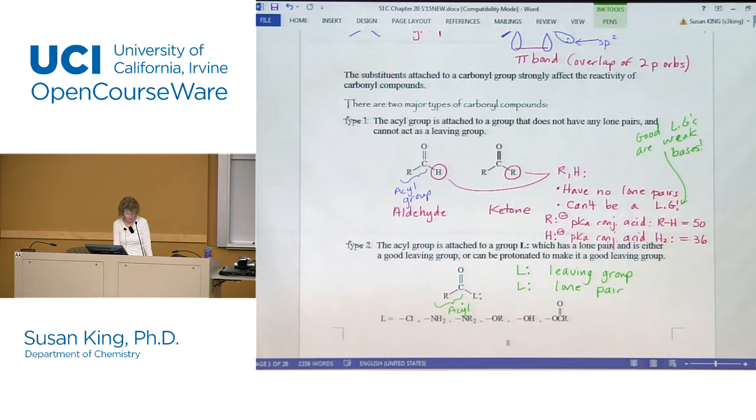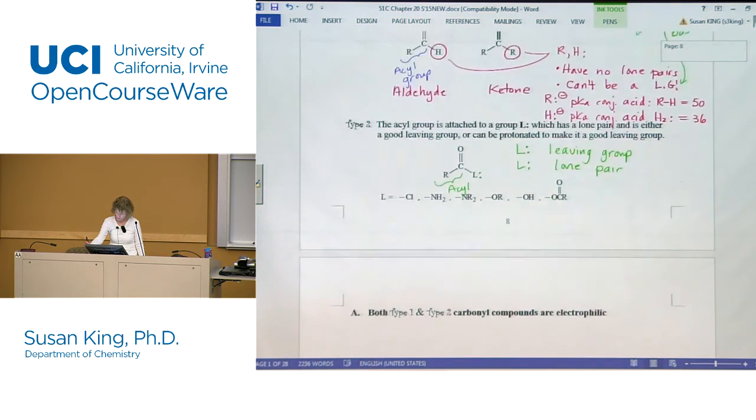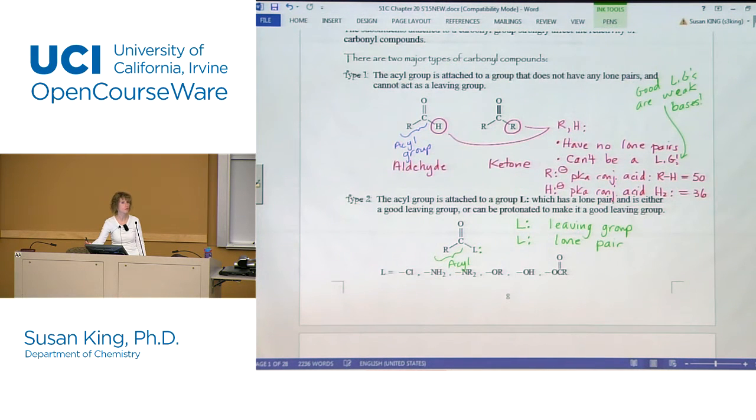So here are the examples. If it's a chloride, it's an acid chloride. If it's an amine, then it would be an amide. OR would be an ester, OH, carboxylic acid, and if it's bonded to another carboxy group, then that would be an anhydride. So a lot of people have forgotten anhydride. I noticed that in my lab class, so that's something that we're going to be talking about this quarter. Questions so far, the two types?